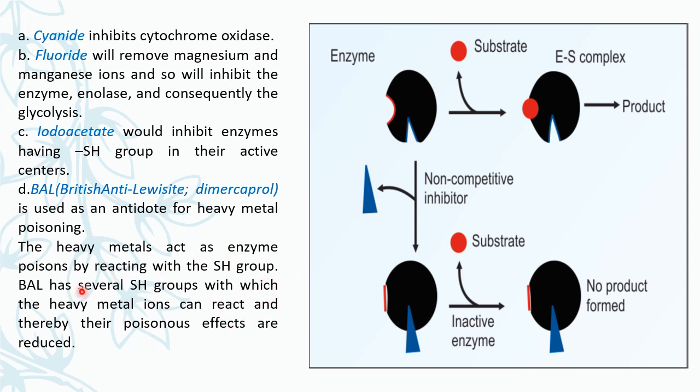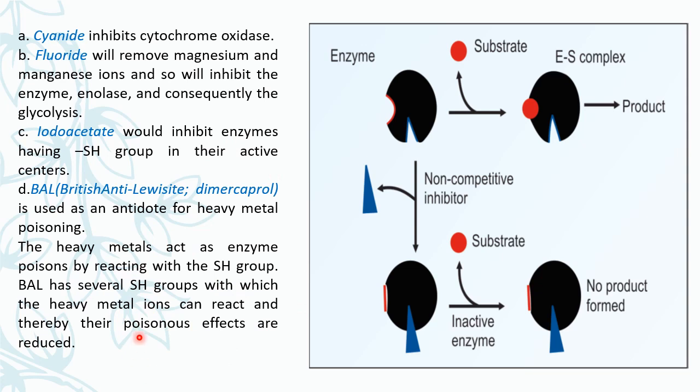So when BAL is administered, the heavy metal finds these sulfhydryl groups plentiful, so it can bind with them. Instead of binding with the normal enzymes in our body or physiological system, it preferentially binds with the sulfhydryl groups present in British antilewisite, dimercaprol. So the poisonous effect is reduced, isn't it? In this way it acts as an antidote for heavy metal poisoning, and all these are examples of mixed type of inhibition, or you can say non-competitive.